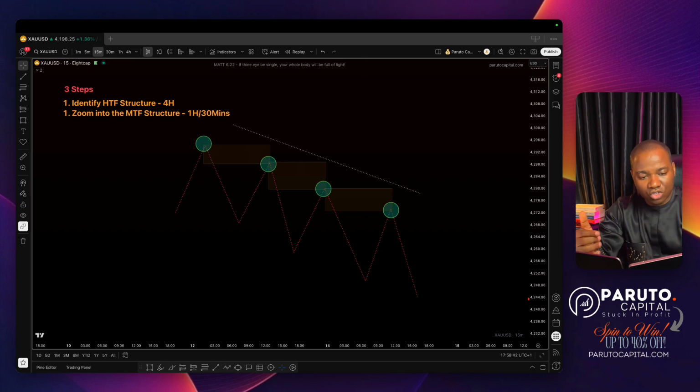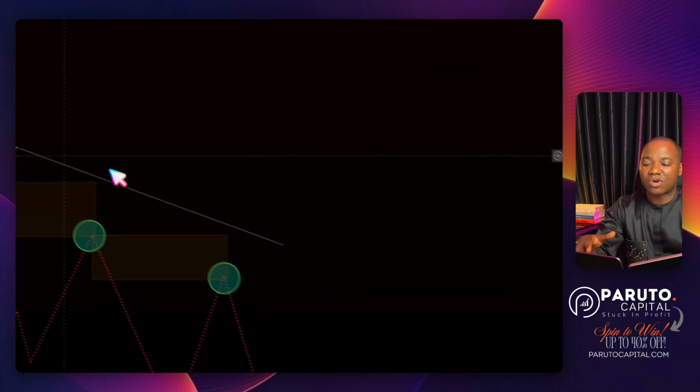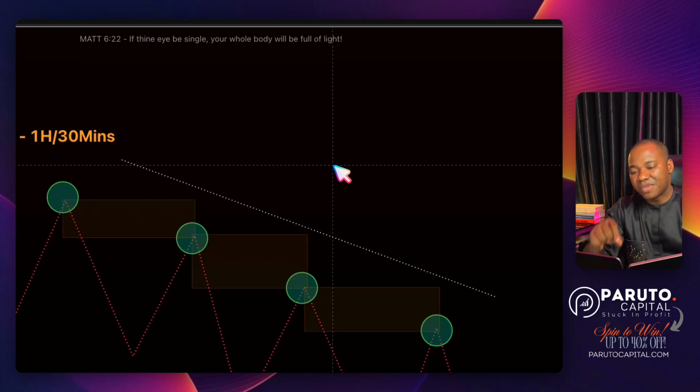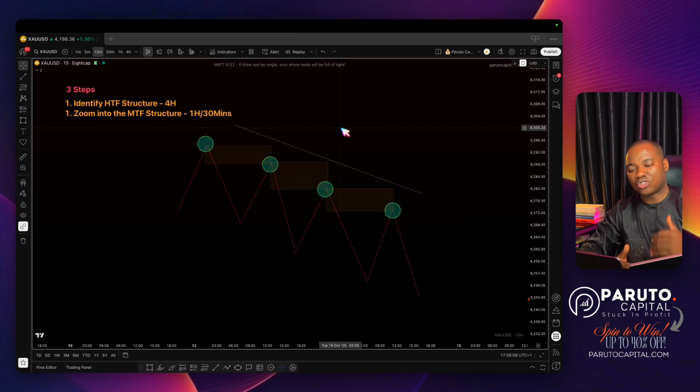So you zoom into that, you refine your zones, you spot things like liquidity, potential reaction zones. Also on the medium time frame, the same thing you do on the high time frame. You look for alignment with the high time frame. Now, if the market is trending bearish on the medium time frame, you want to look for alignment with the higher time frame.